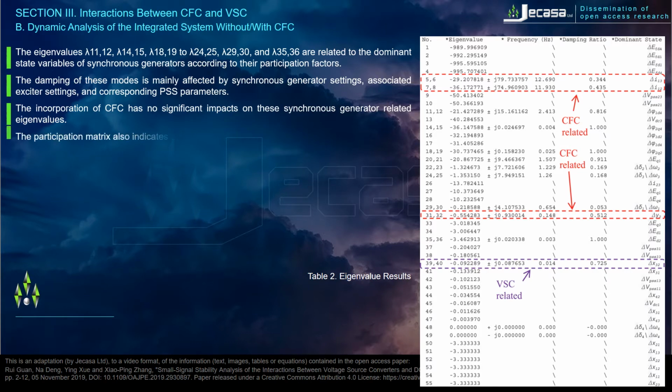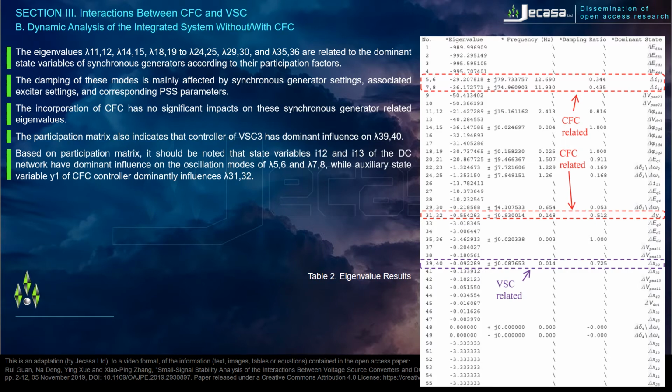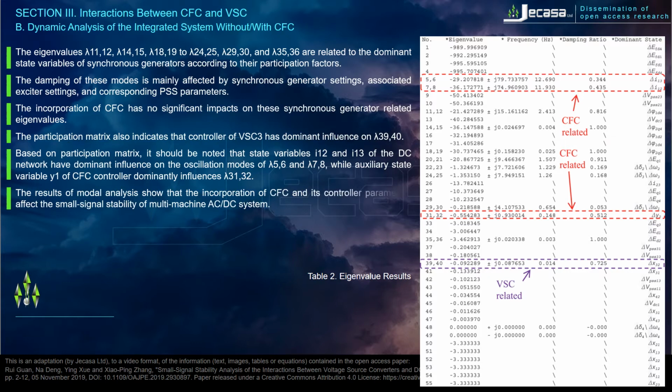The participation matrix also indicates that the controller of VSC3 has dominant influence on lambda 39-40. Based on the participation matrix, it should be noted that state variables I12 and I13 of the DC network have dominant influence on the oscillation modes of lambda 5-6 and lambda 7-8, while auxiliary state variable Y1 of the CFC controller dominantly influences lambda 31-32. The results of modal analysis show that the incorporation of CFC and its controller parameters affect the small signal stability of the multi-machine AC-DC system.